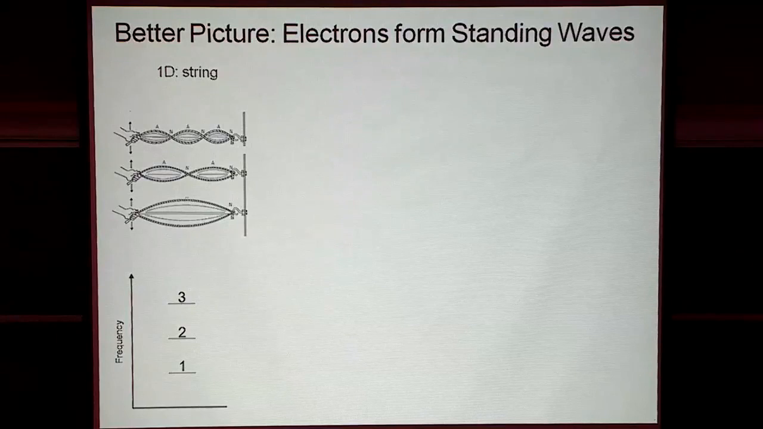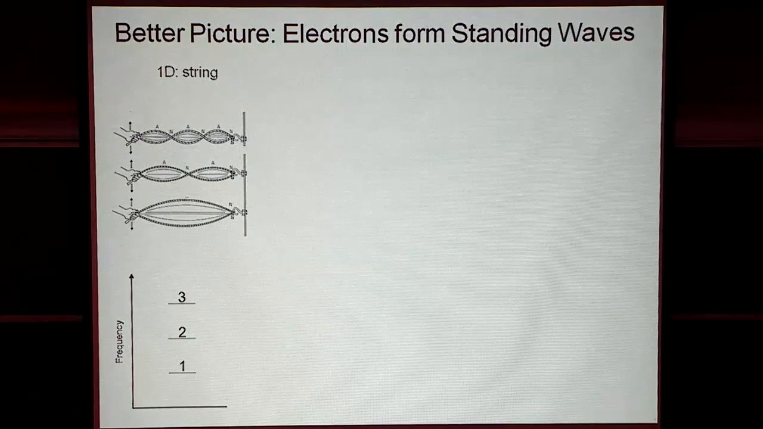So we need a better picture. And of course, the better picture is that electrons are actually waves. They're particles. In many circumstances, they can be waves. And specifically, in an atom, they're standing waves. Okay, so I want to talk a little bit about standing waves to review how that's going to explain what's going on in the atom.